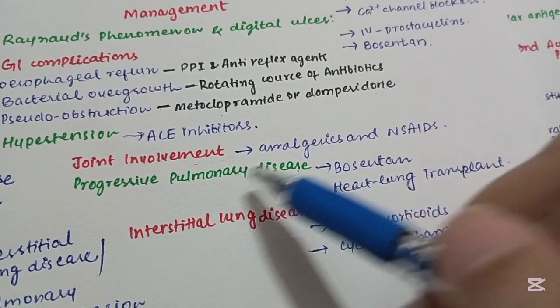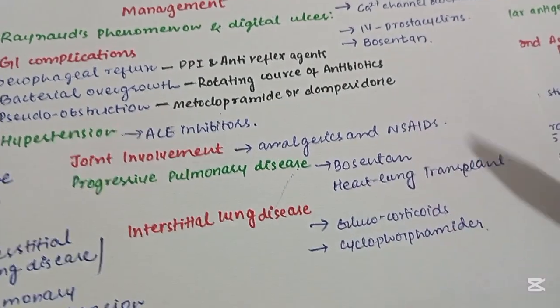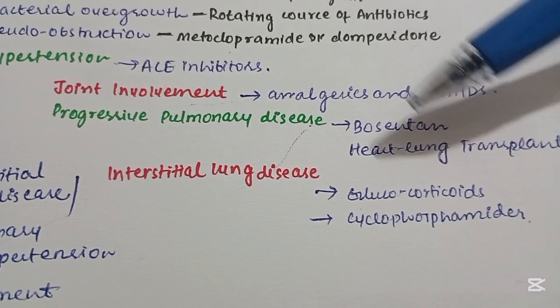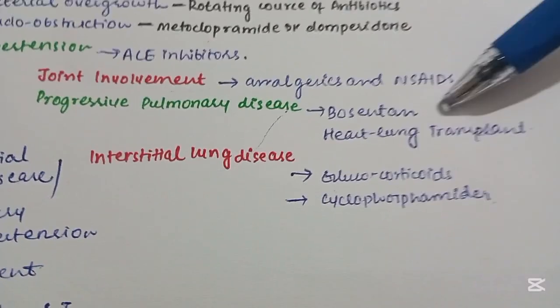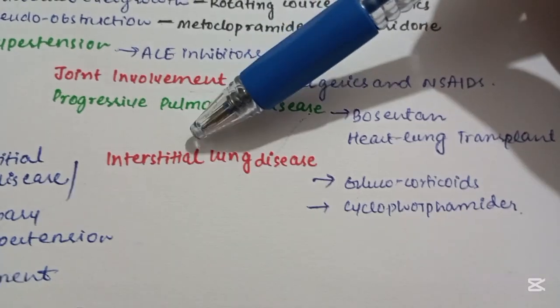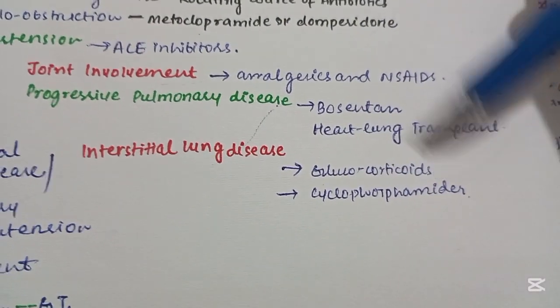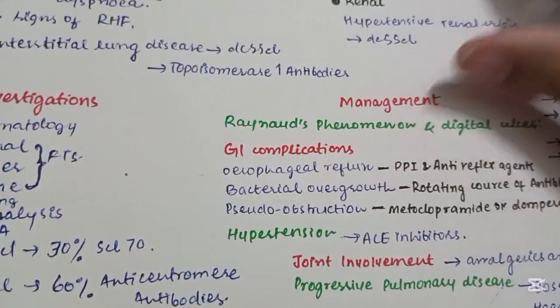If there is joint involvement, analgesics and NSAIDs can be given. For progressive pulmonary disease, bosentan can be given, and heart-lung transplant can be indicated. Next is interstitial lung disease, for which glucocorticoids and cyclophosphamide can be given. So that's all about systemic sclerosis.